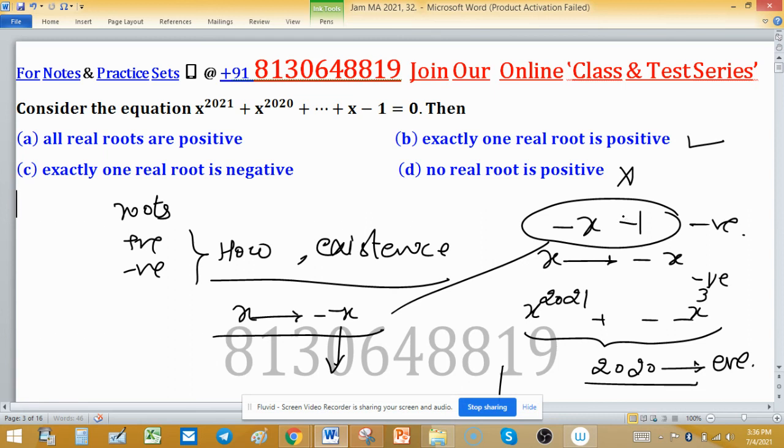So we can see that no real root is negative. So this option is false. All means only and only one real root exists and this is positive, so all real roots are positive. So option A is also true.